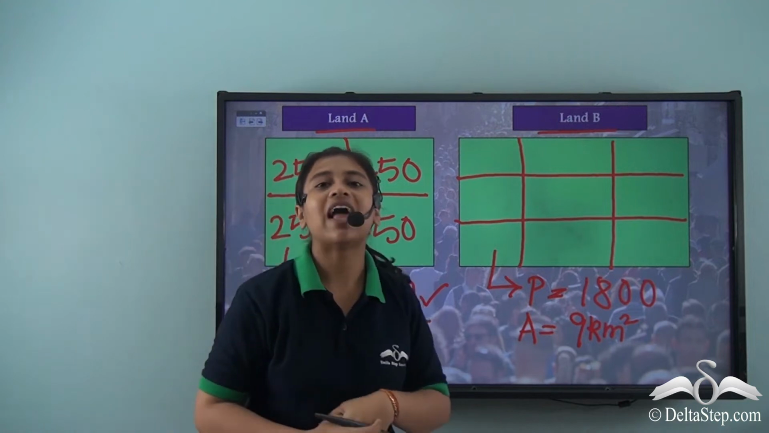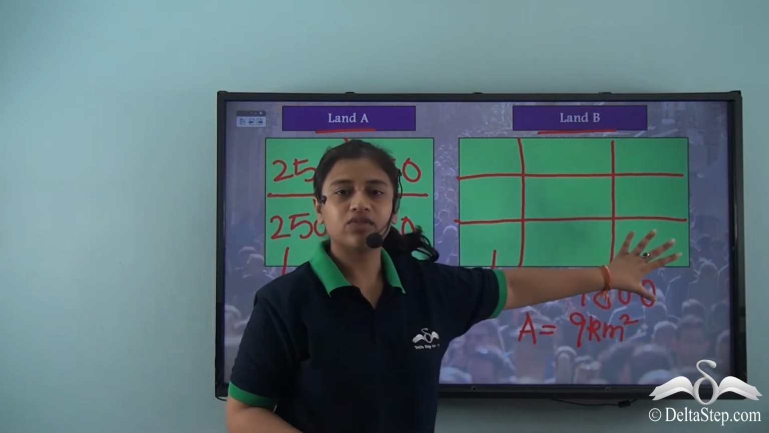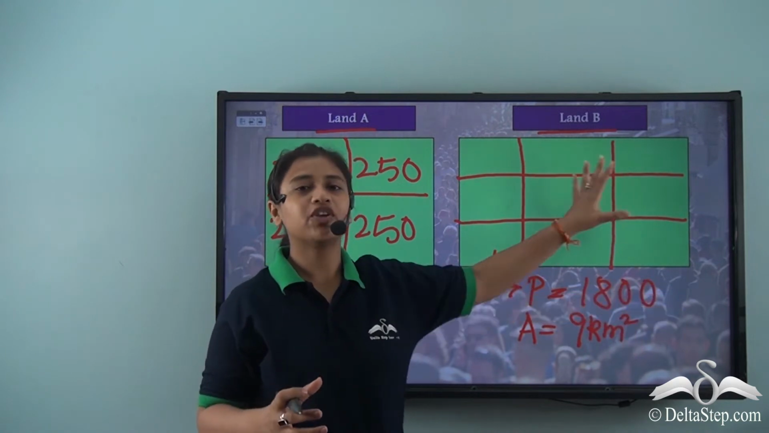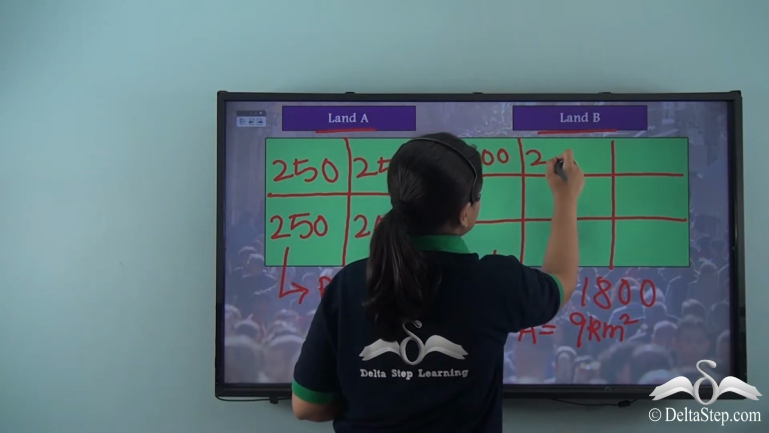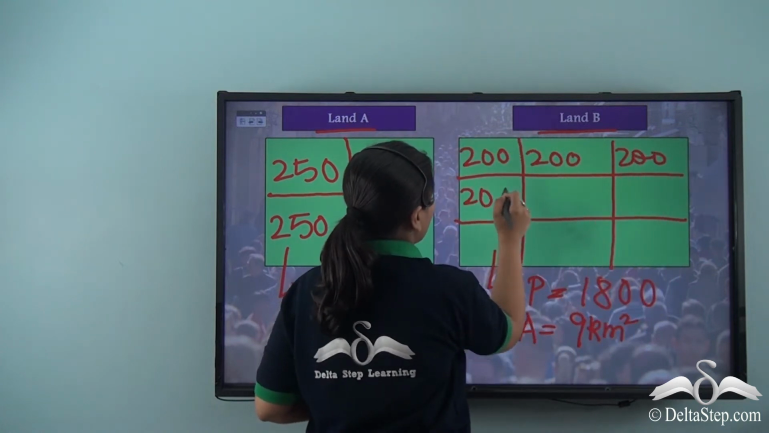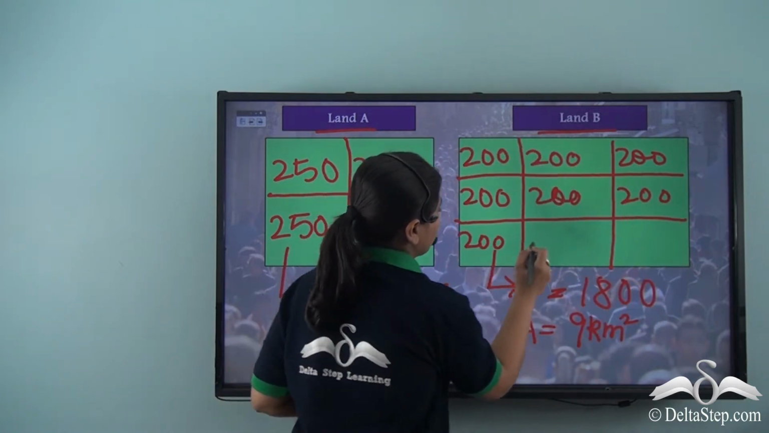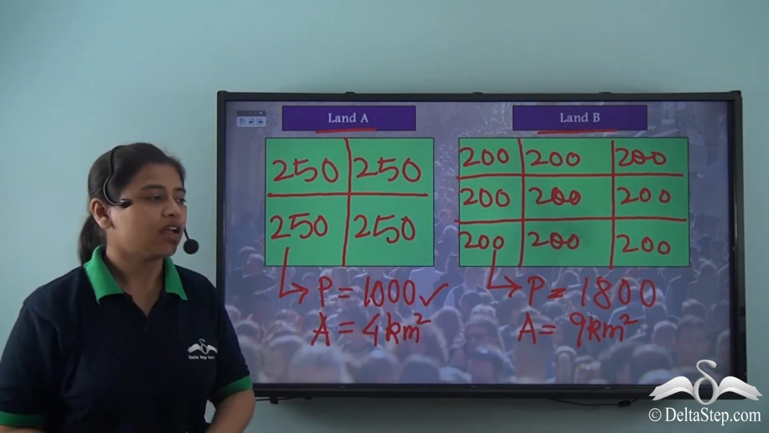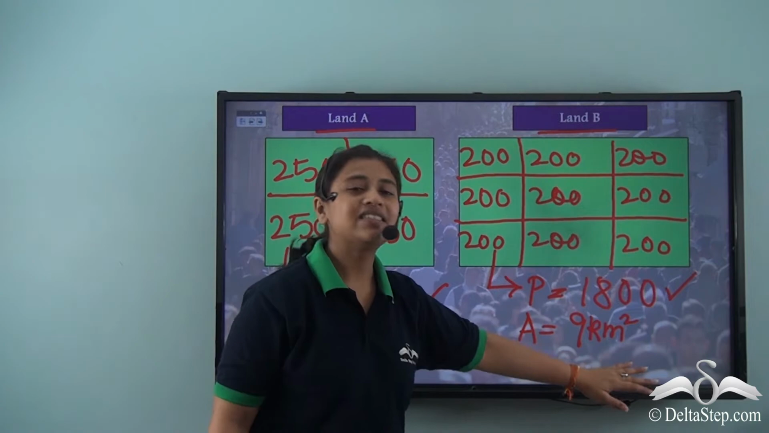Now, let's do this for land B. So, if we divide the population of land B equally among all these units, what do we get? So, on dividing the population of land B equally per unit, we get 200 people living in each unit. So, this only means that there are 200 people living in 1 kilometer square of land B. So, this all together becomes the total population of land B, that is 1800, while the area remains the same, that is 9 kilometers square.